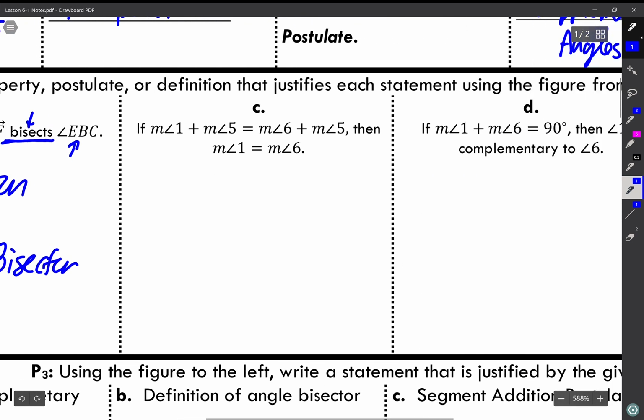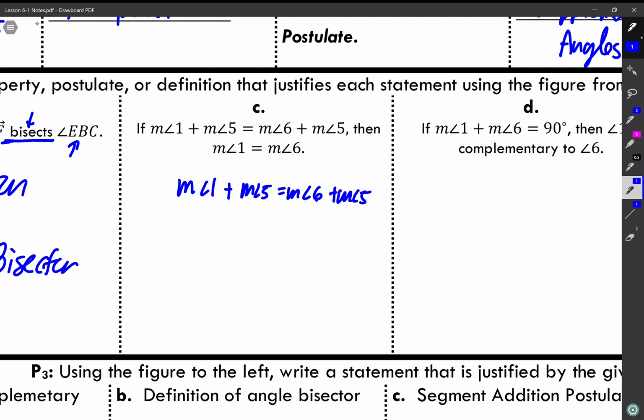Awesome. C. If the measure of angle 1 plus the measure of angle 5 is equal to the measure of angle 6 plus the measure of angle 5, then the measure of angle 1 is equal to the measure of angle 6. So let's write it down again right here. Measure of angle 1 plus measure of angle 5 equals the measure of angle 6 plus the measure of angle 5. I want to get the measure of angle 1 equals the measure of angle 6, right? I notice that both the left and right hand sides of the equation have the measure of angle 5. So if I just subtract the measure of angle 5, I'm going to write this in different colors.